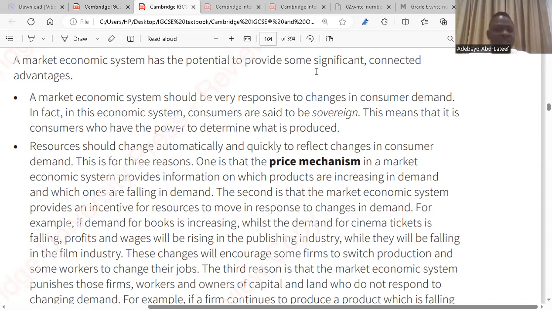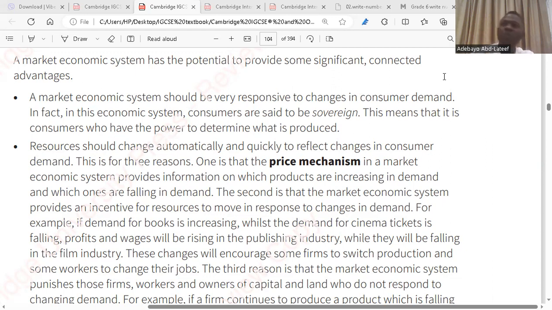The second is that the market economy system provides an incentive for resources to move in response to changes in demand. Because resources have to be used, economic goods have to be used, right? Yes. So we want to produce what consumers want. For example, if demand for books is increasing while demand for cinema tickets is falling, profits and wages will be rising in the publishing industry, while they will be falling in the film industry.